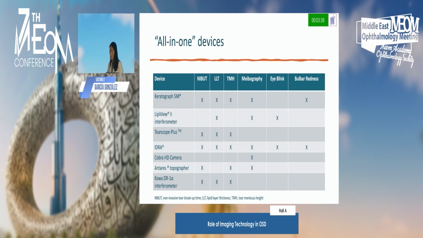And now we also have some all-in-one devices. For example, the keratograph, in only a few seconds, offers the possibility to measure the non-invasive tear break-up time, the lipid layer thickness, the tear meniscus height, the meibography, and the bulbar redness.